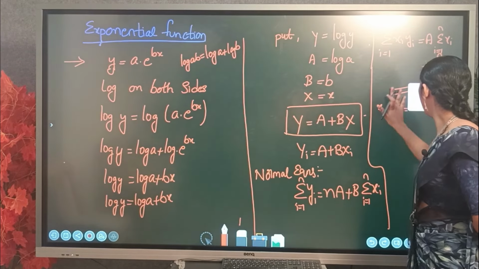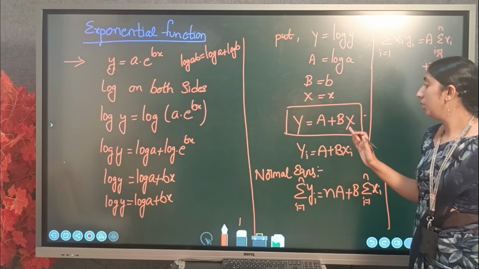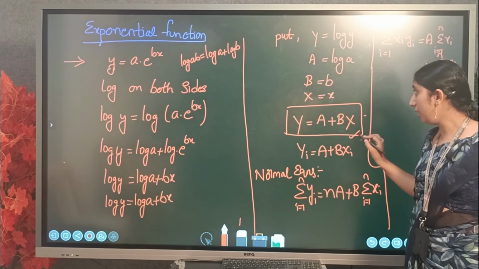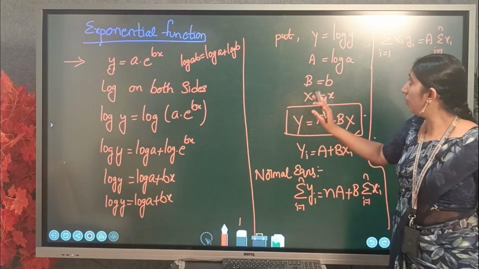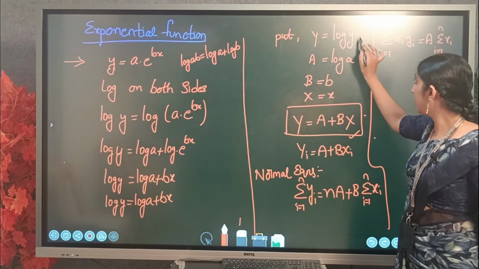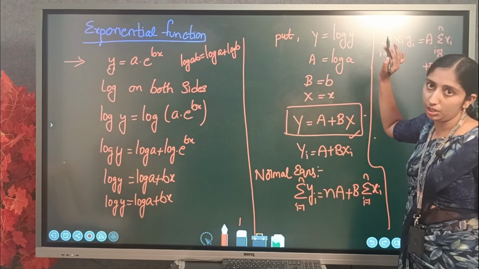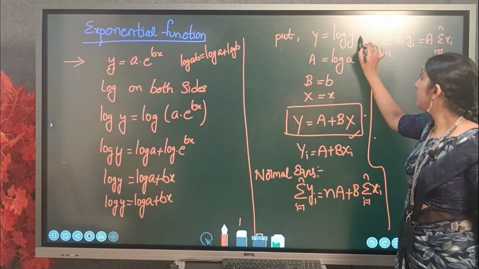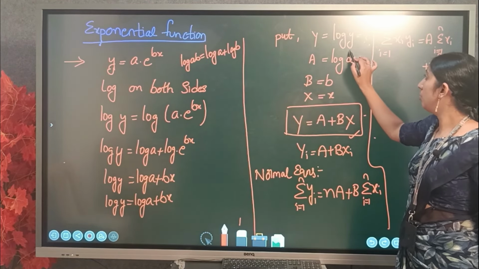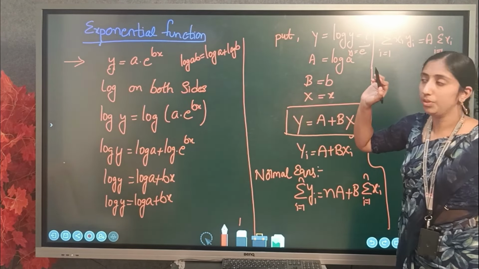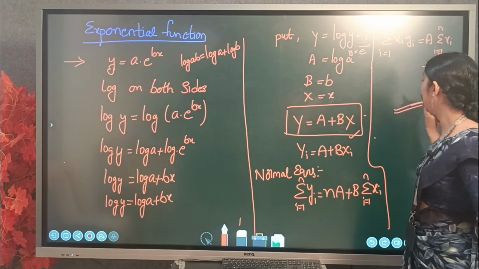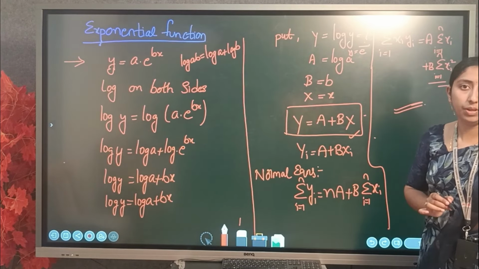After you get the values of a, b, you have to substitute in this equation. After that, y means log y. You have to place all these values in these equations and equate, and log y is equal to some value. So what about y? You have to take this side, you get e power. Okay, these are the normal equations for an exponential function. Thank you.